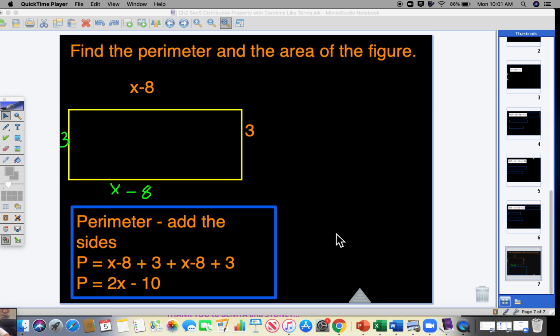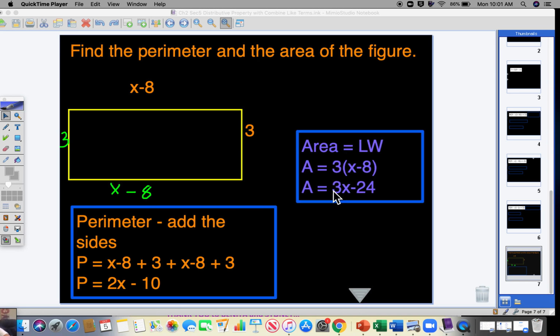And then to find the area means that we're going to multiply the length times width. And the length times width is 3 times x minus 8, but that's a quantity, so you put in parentheses. So you distribute 3 and you get 3x. And you distribute 3 to the minus 8 and you get minus 24. And that is how you find perimeter and area of a figure using algebra and leaving your answers in algebraic expressions.